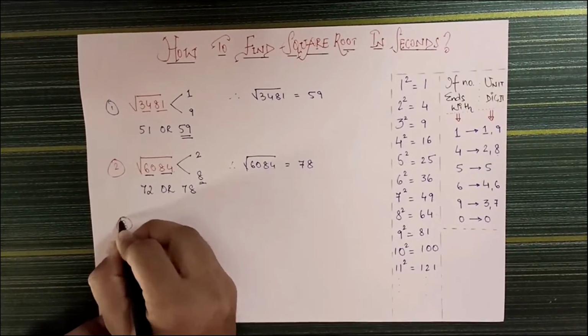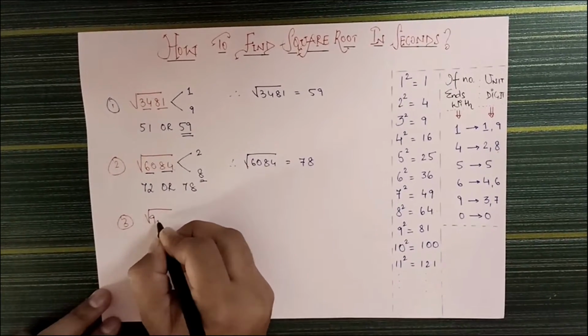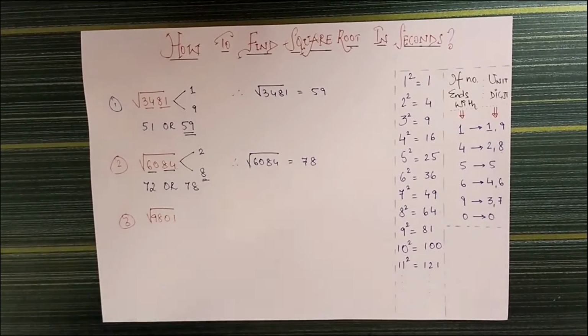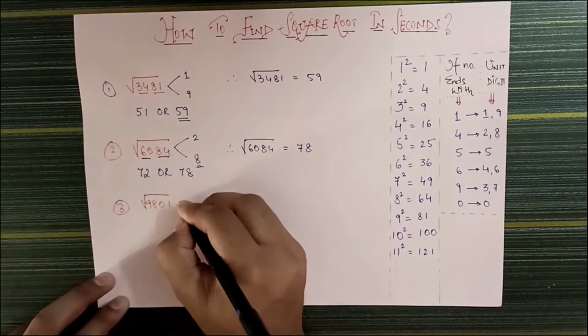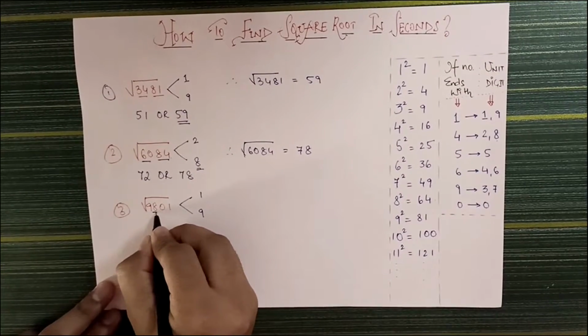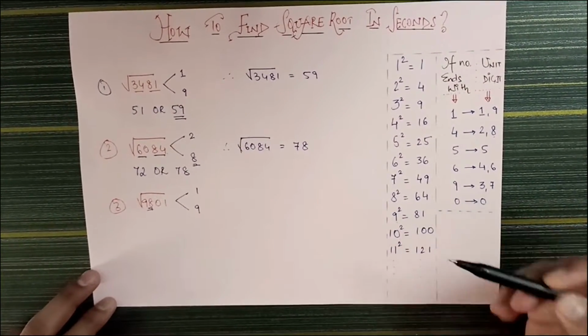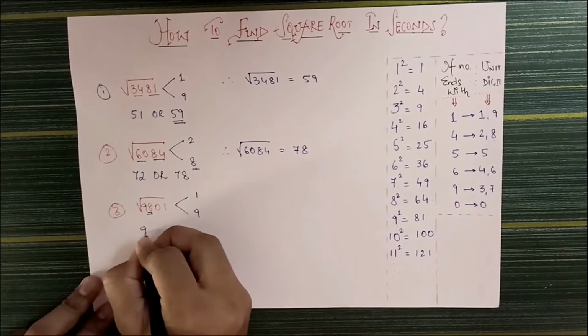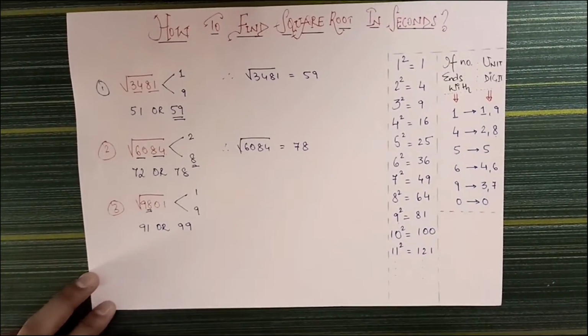Let's consider another example. We find the square root of 9801. As you can see, the number ends with 1. Hence, the unit digit of this square root has to be either 1 or 9. Now we check the first two digits, which is 98, which falls between the squares of 9 and 10. Hence, the square root of 9801 has to be either 91 or 99.